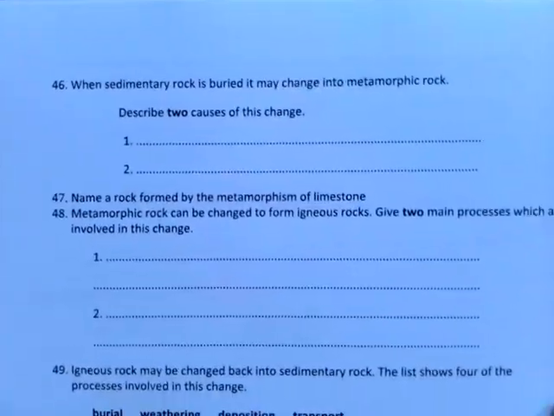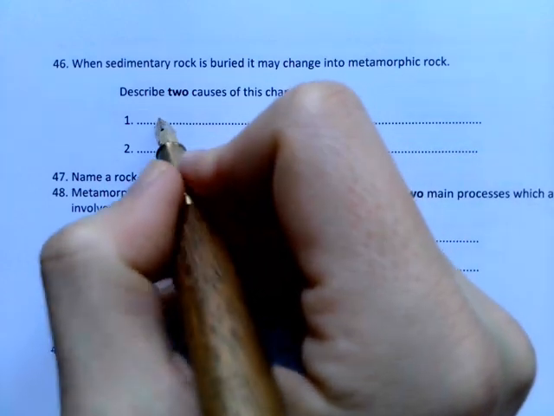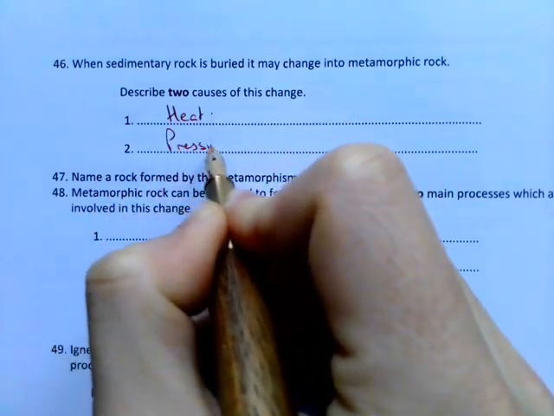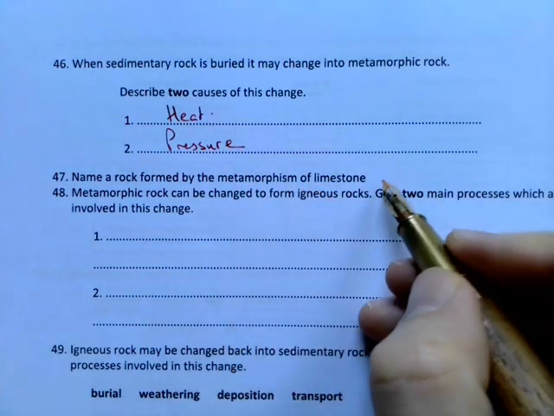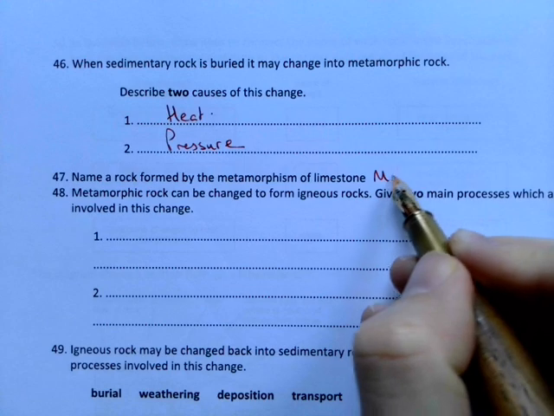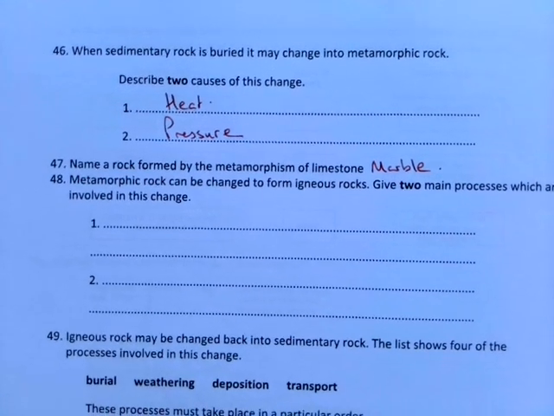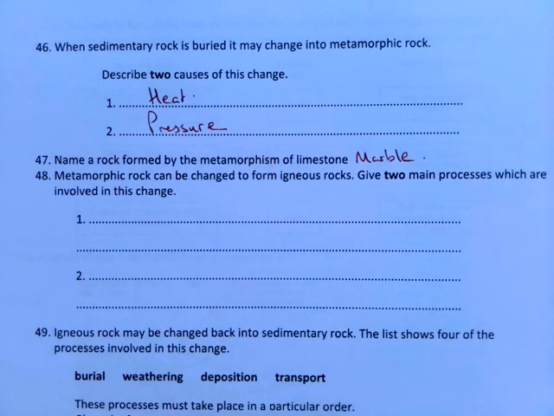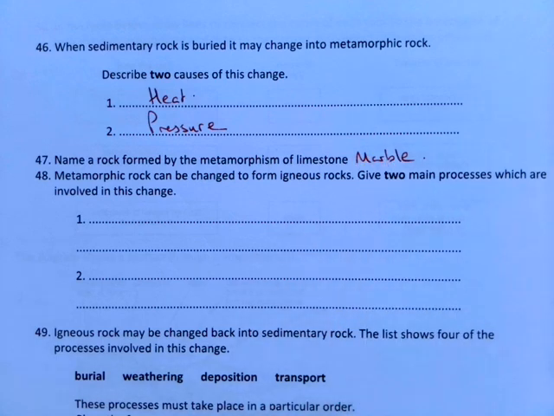Okay, question 46. When sedimentary rock is buried, it may change into metamorphic rock. Describe 2 causes of this change. Heat and pressure, obviously. You should know that. Name a rock formed by the metamorphism of limestone. Marble is what you get. So obviously, depending on what kind of sedimentary rock you have, you're going to get a different kind of metamorphic rock. So if the sedimentary rock is limestone, the metamorphic rock is marble.